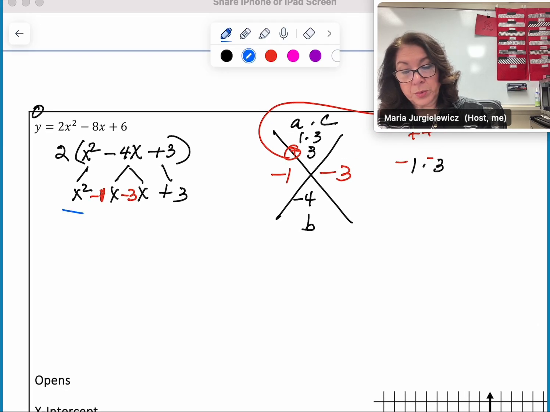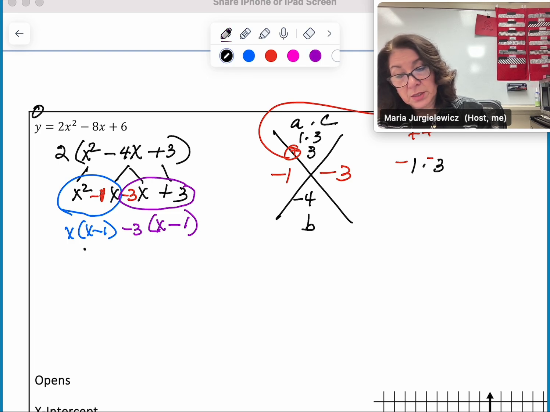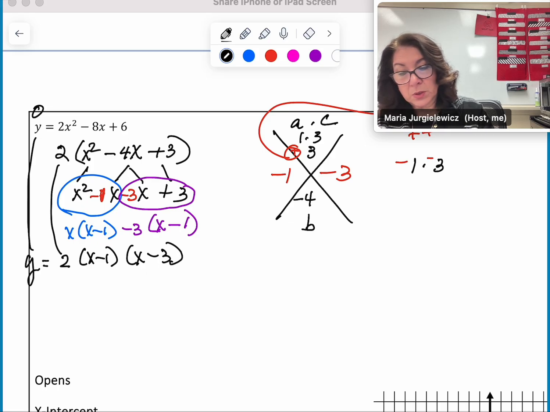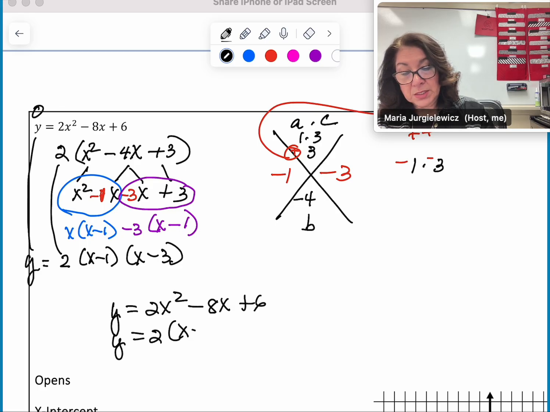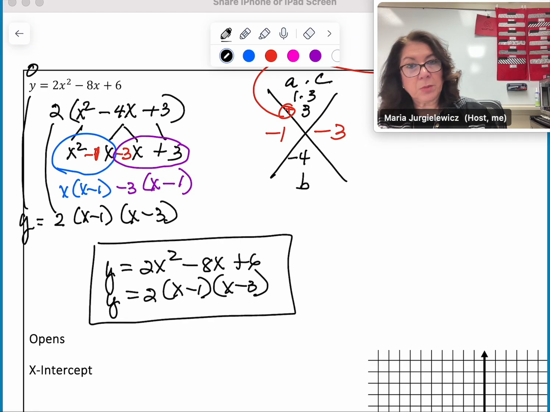And now we're going to group. The greatest common factor there in the front is x. I'm left with x minus 1. The greatest common factor here is a negative 3. I'm left with x minus 1. The parentheses are the same, so it's good. I have x minus 1, x minus 3. We got to bring down the 2 and bring down the y equals. So now my two equations: my original equation was 2x squared minus 8x plus 6. My factored equation is 2, parentheses, x minus 1, x minus 3. So those are the equations I'm working with.